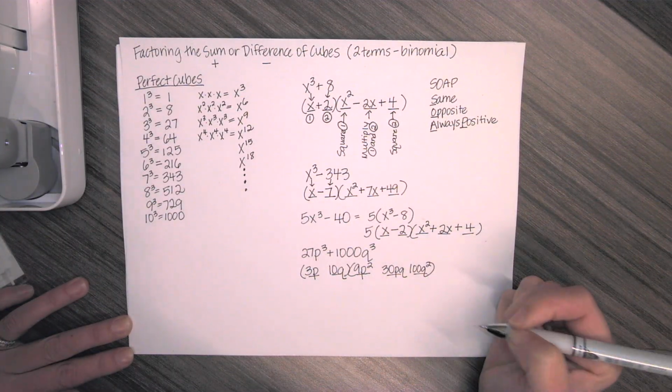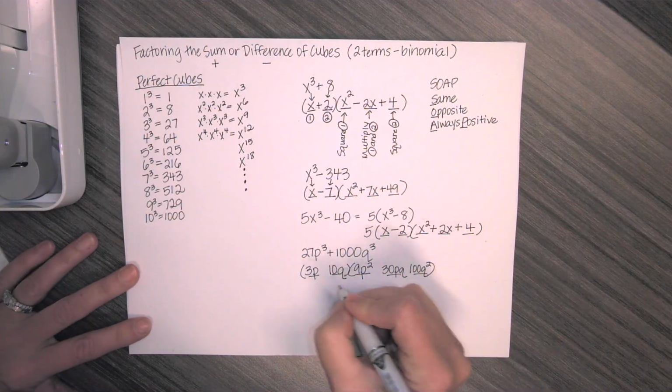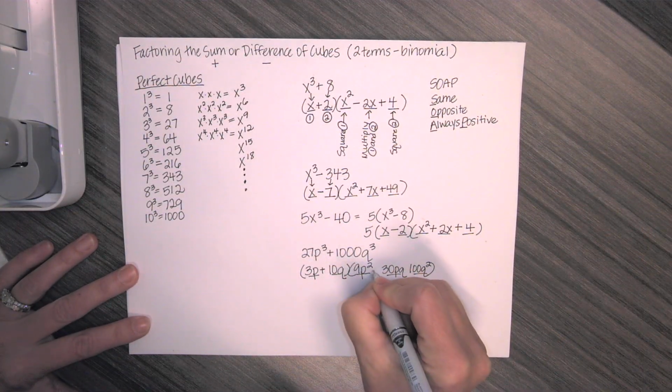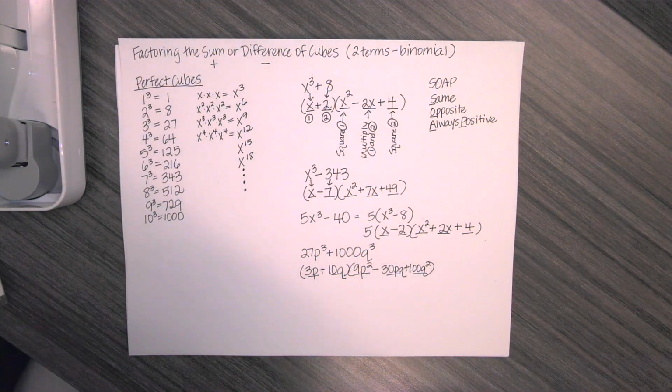100Q squared. And then we go back and we fill in our signs, same as in the problem, opposite of what's in the problem, always positive. And that will be the answer for that one.